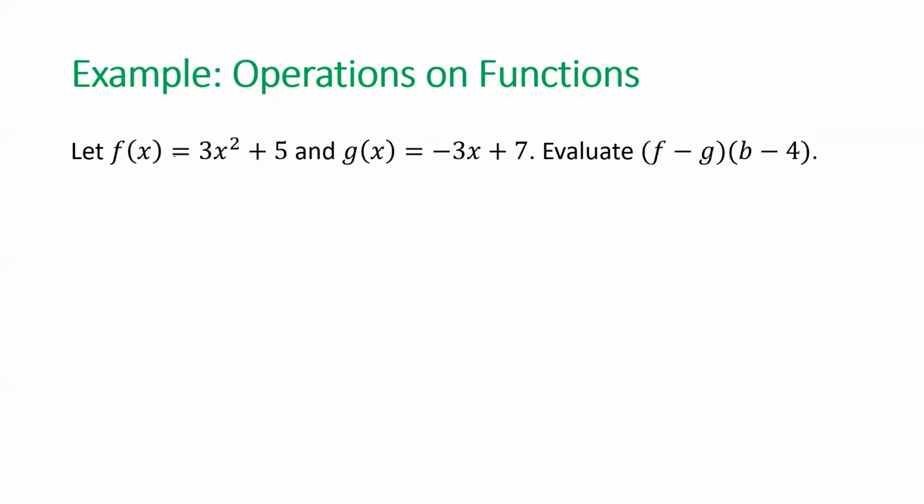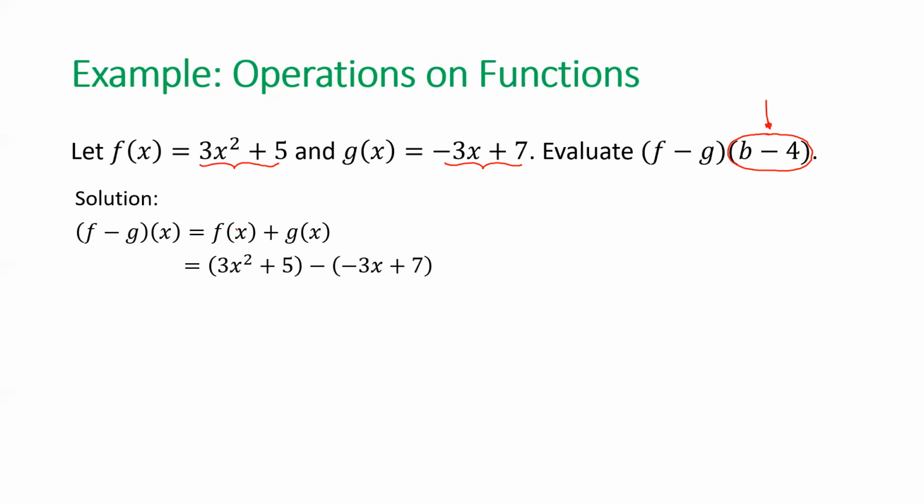Next, let's consider f of x equals 3x squared plus 5 and g of x is equal to negative 3x plus 7. Now this time, let's evaluate f minus g of b minus 4. As you can see here, the value of x is an expression equivalent to b minus 4. So in here, we shall write f minus g of x as f of x minus g of x. Sorry for this error. This should be a minus sign.